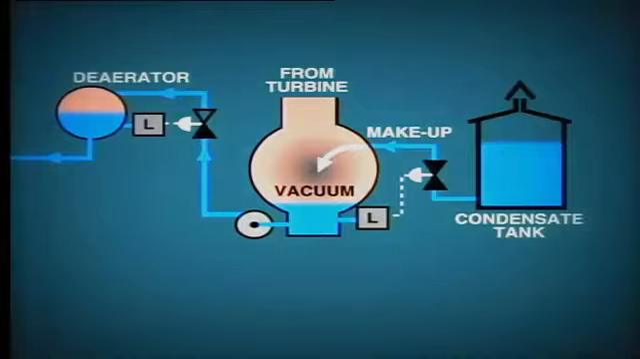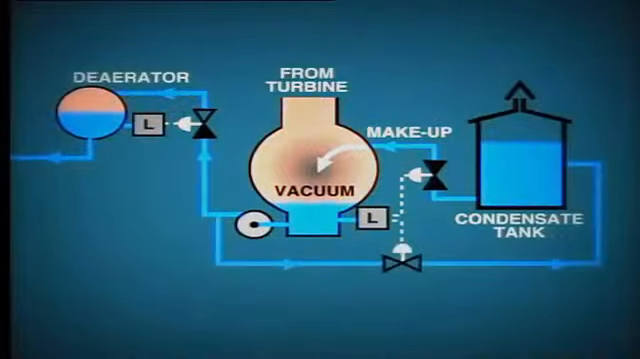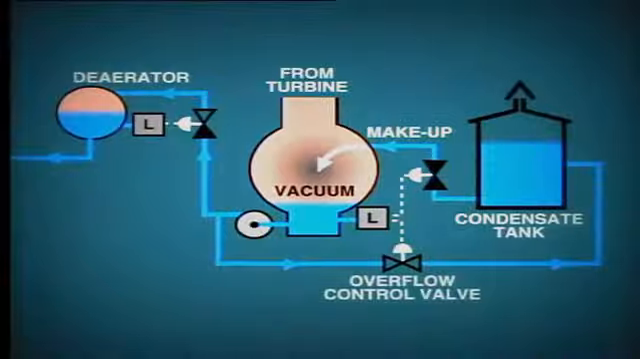If the hot well level continues to rise, we must find some means of dumping this excess condensate back to the condensate tank. This is achieved by fitting a connection from the condensate system through a control valve back to the condensate tank. This is known as the overflow control valve, and its opening is determined by high water level in the condenser hot well. The level control system we are studying here is one typical example, but you must make sure to study your own condensate and feed water system.